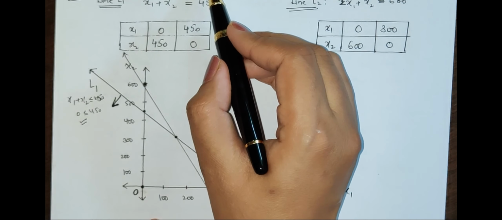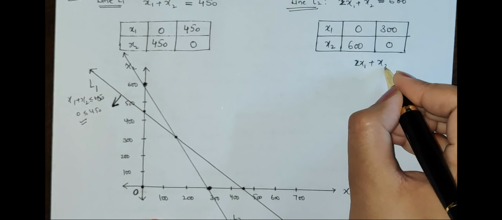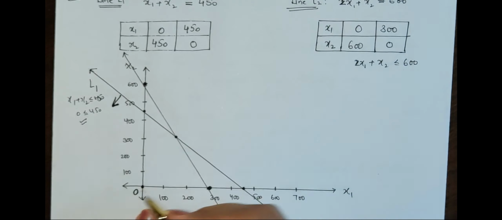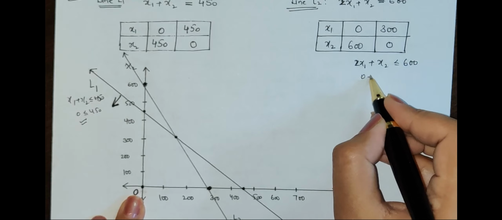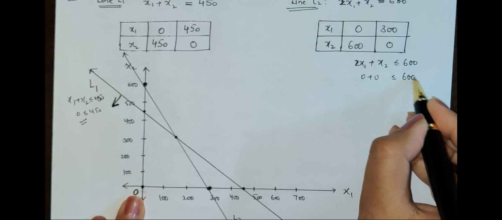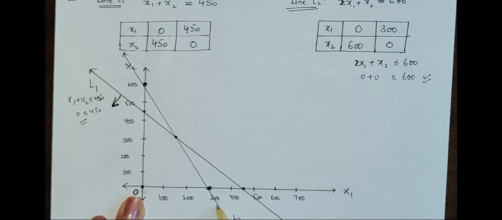So we see our original equation. What was my original equation? 2x1 plus x2 less than or equals to 600. Definitely the origin is the simplest point for me, so I will put it in here: 0 plus 0 is less than or equals to 600. Yes, this equation is again satisfied. So the favorable part for L2 is again this part.